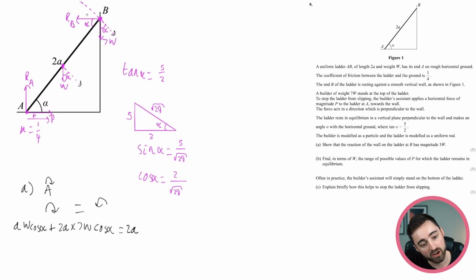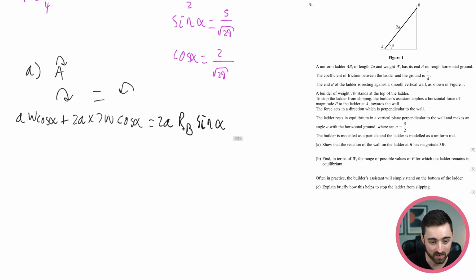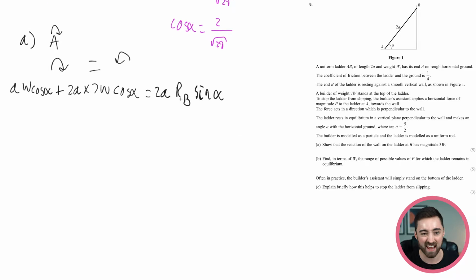And then the component going up here is going to be RB, and then I need to go away from the angle, so it's going to be RB sine alpha. Okay, pretty grim equation here, but let's just see what we can do. Can anything cancel straight away? I think it can, because there's an A here, an A here, and an A here, so that's good.